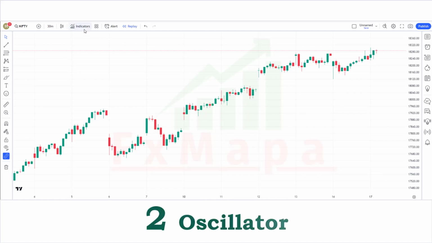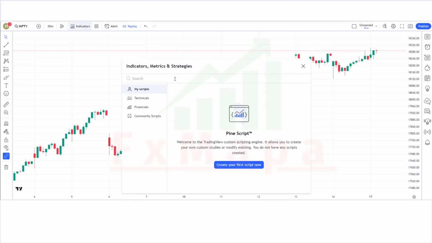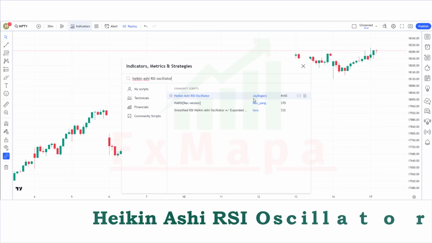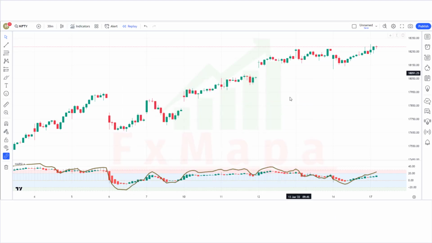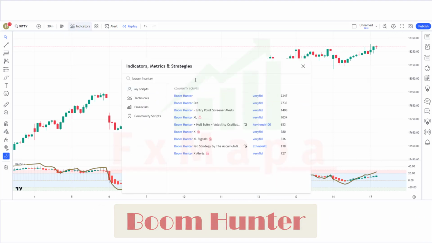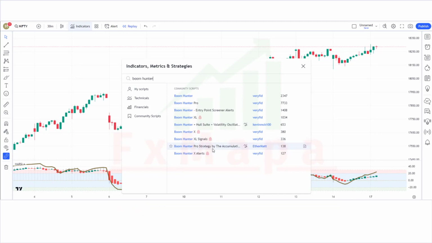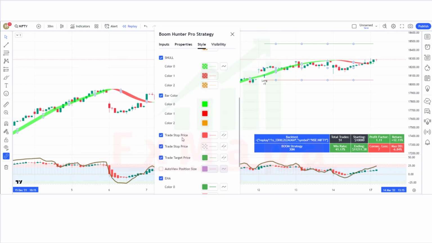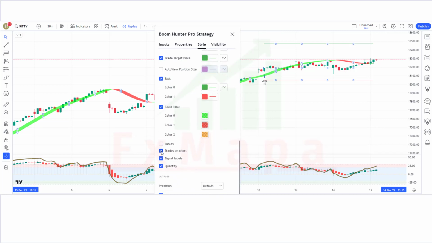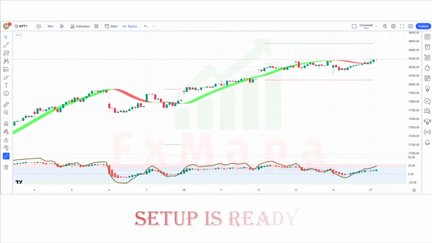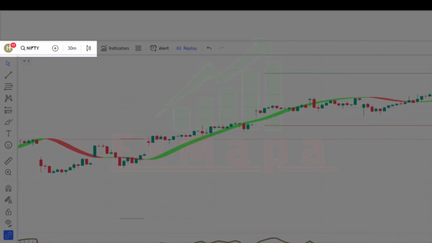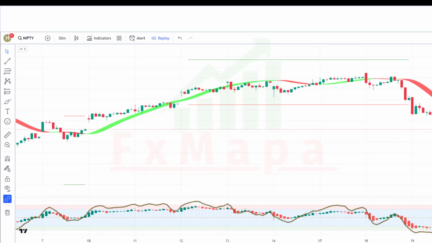In this setup we would require two oscillators. First indicator name is Heikin Ashi RSI oscillator. Second indicator name is Boom Hunter. Keep the indicator settings as I have shown here. Setup is ready. We are going to test this strategy on the 30 minutes time frame in the Nifty chart.